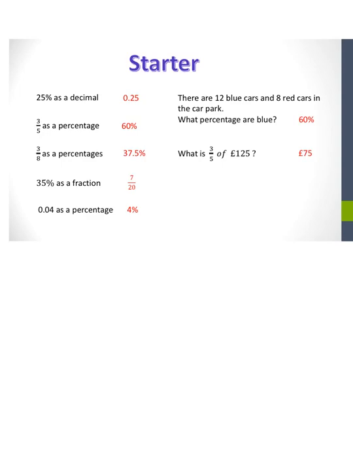To change a decimal into a percentage, you just multiply it by 100%. So 0.04 multiplied by 100 would give you 4%. 3/5 of 125, you would divide by 5 and then multiply your answer by 3 to give you 75.